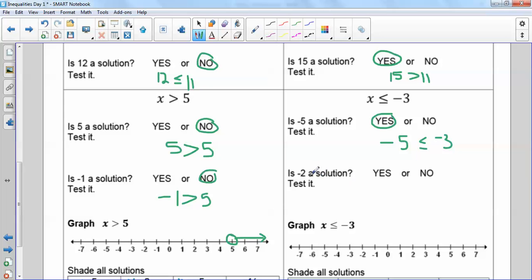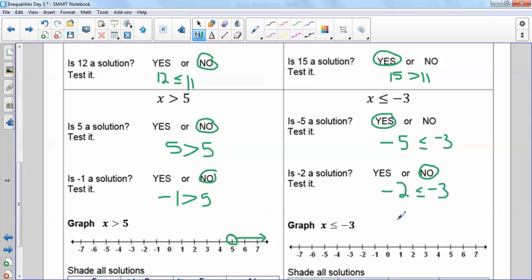Okay, is -2 a solution? Is -2 less than or equal to -3? Well, that's going to be no, right? -2 is closer to 0, so it is bigger. It is not less than or equal to -3.